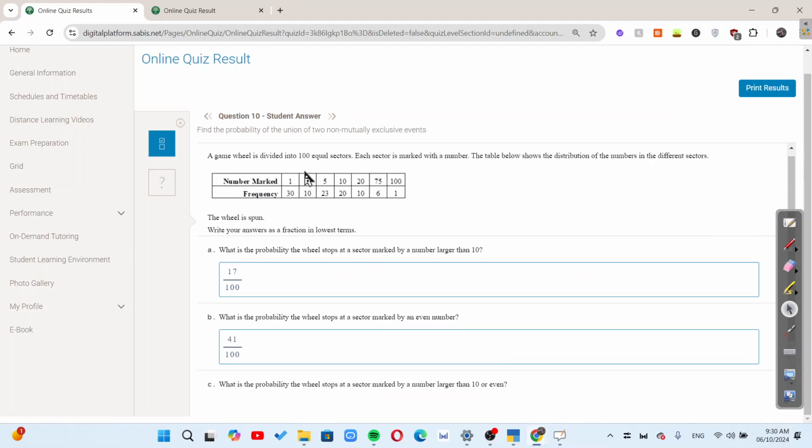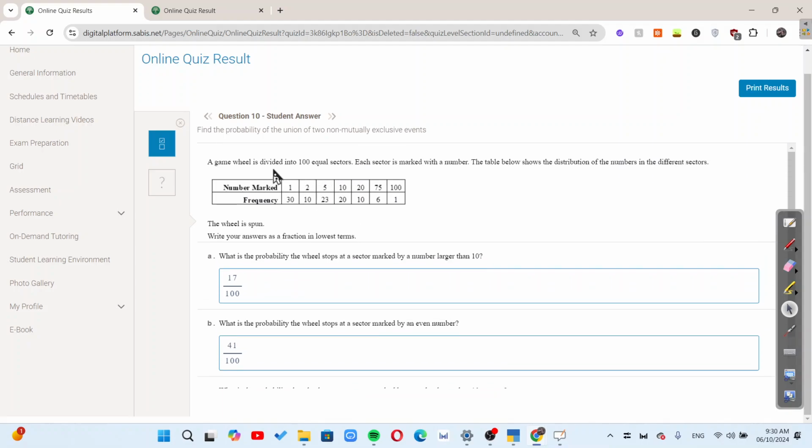Okay, this question came in our AMS. It's easy, it should be. You have a wheel that's divided into 100 sectors, and these are your probabilities of getting any of these numbers. So what's the probability that the wheel stops at a sector marked by a number larger than 10? So you need to look at the numbers larger than 10 and see what's the probability. 10 plus 6 plus 1, it's 17. And out of 100 sectors. That's it for question part A.